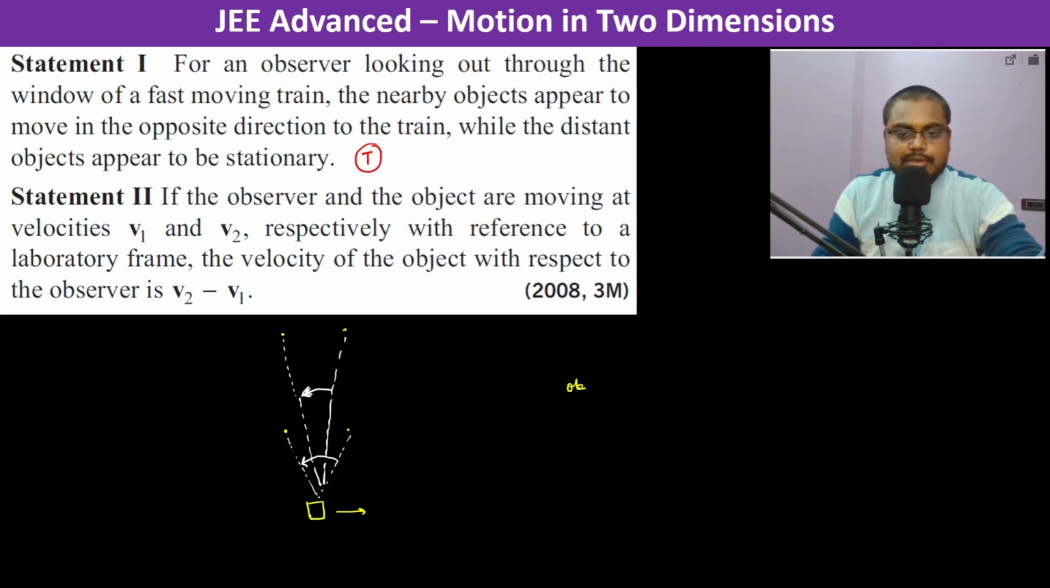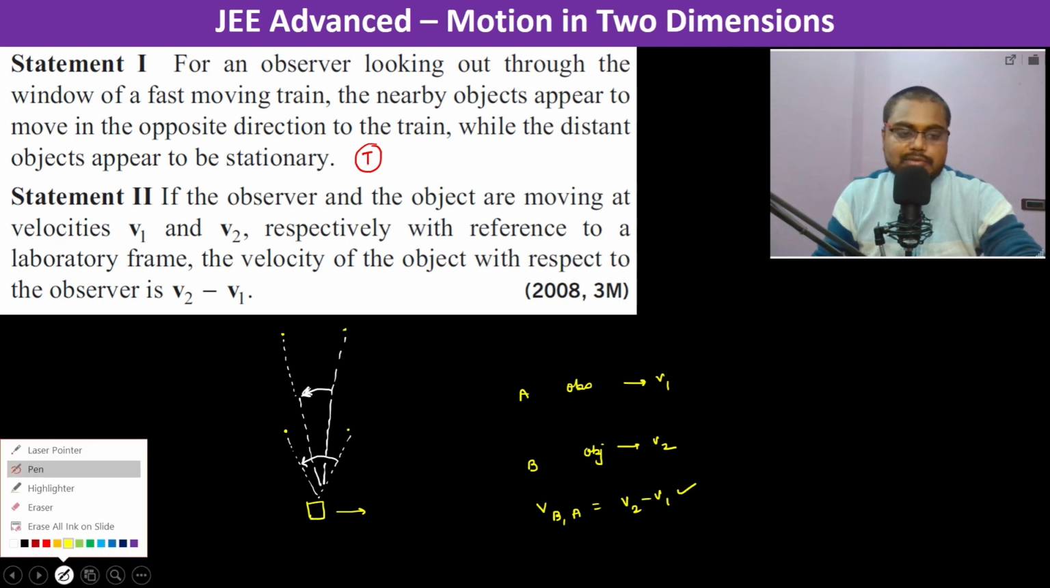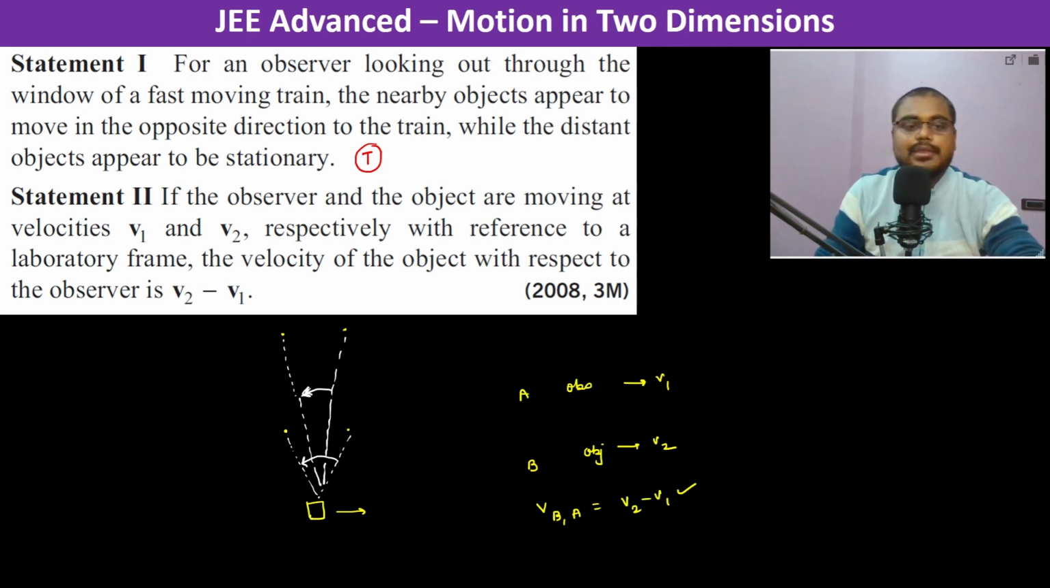The observer is moving with velocity v1 and the object is moving with velocity v2. This is A, this is B. So the velocity of the object with respect to the observer is going to be v2 minus v1. That's true. However, that is not the correct explanation for statement 1, because the correct explanation for statement 1 is, as I said, that the angular velocity is less. Okay, thank you.